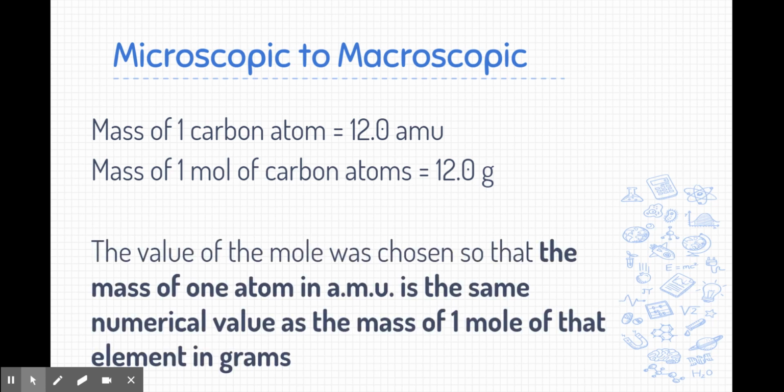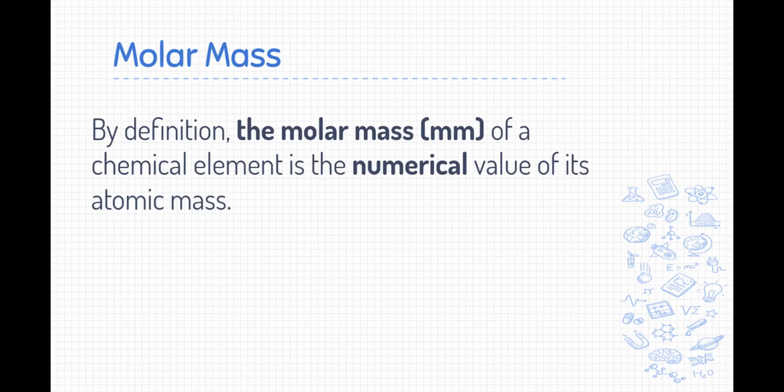The value of the mole was chosen so that the mass of one atom of any chemical element in atomic mass units is the same numerical value as the mass of 1 mole of that element in grams. So now we can figure out how to determine the molar mass of any chemical element. Because by our previous definition, the molar mass of a chemical element is simply the numerical value of its atomic mass. So to determine the molar mass, all you need is a periodic table.